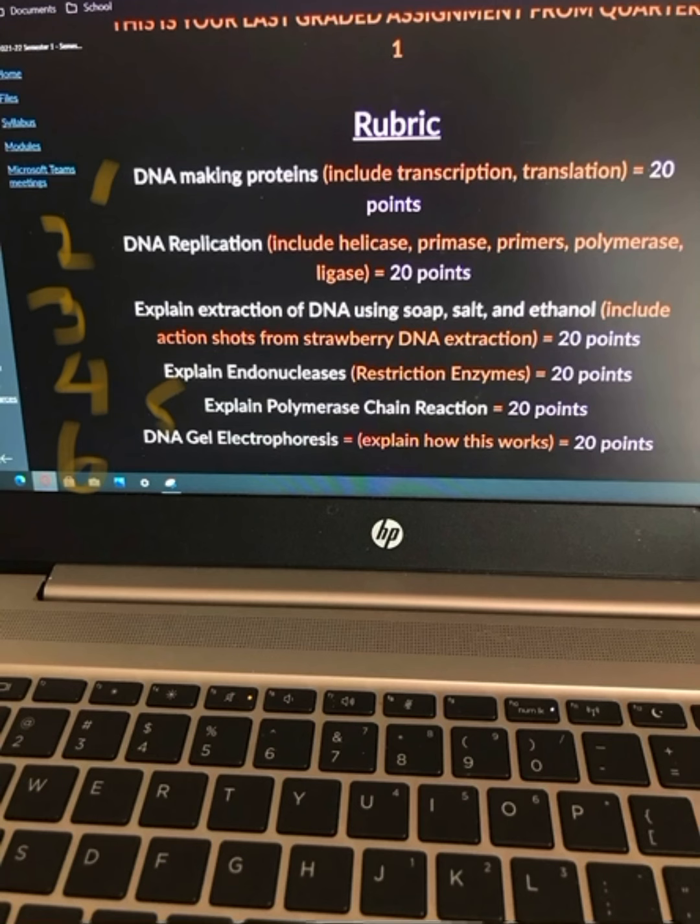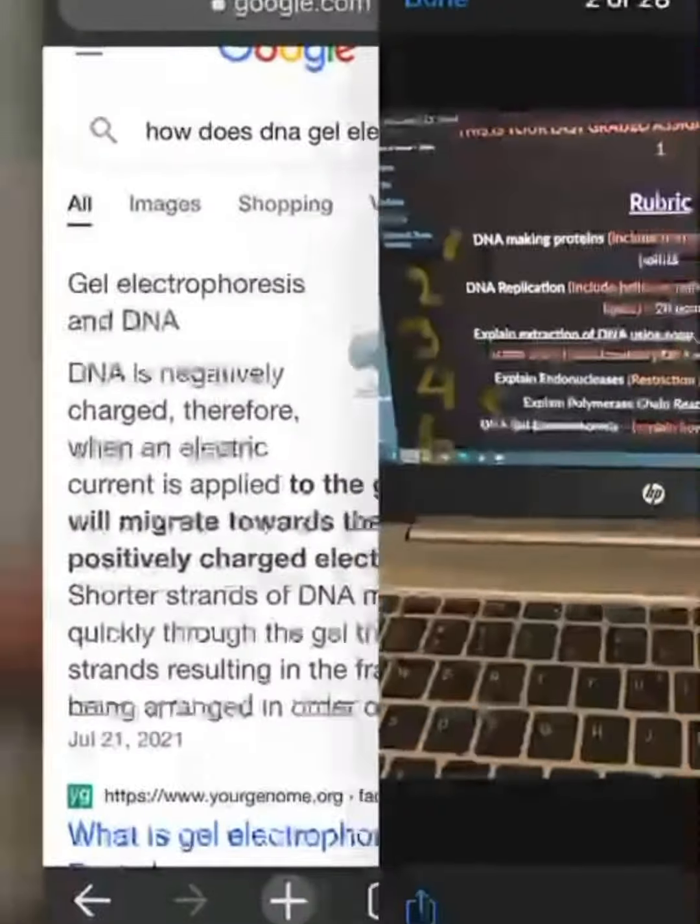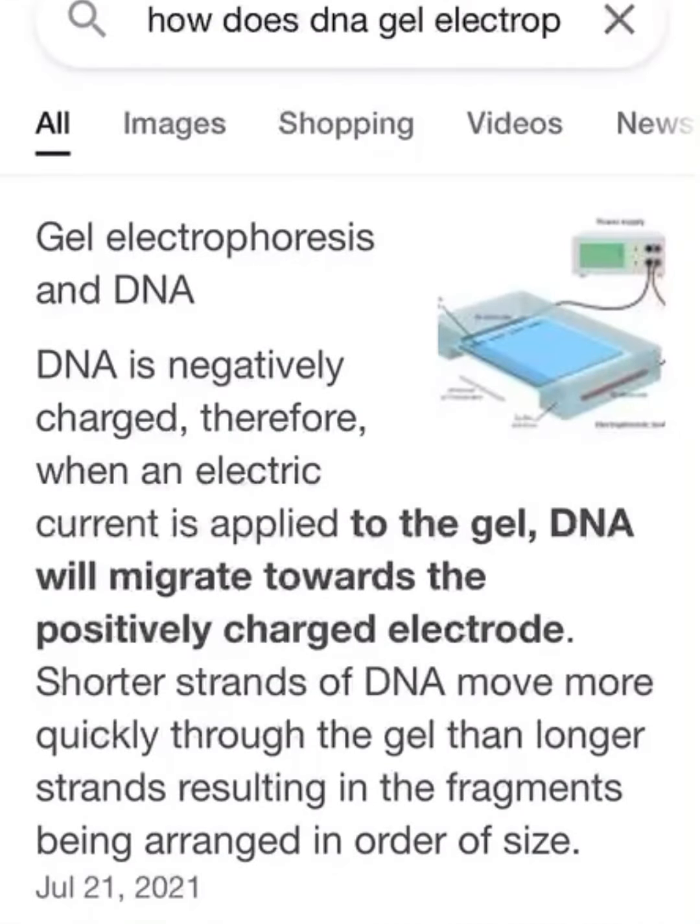And then for DNA gel electrophoresis, DNA is negatively charged. Therefore, when an electric current is applied to the gel, DNA will migrate towards the positively charged electrode. Shorter strands of DNA move more quickly through the gel than longer strands, resulting in the fragments being arranged in order of size.